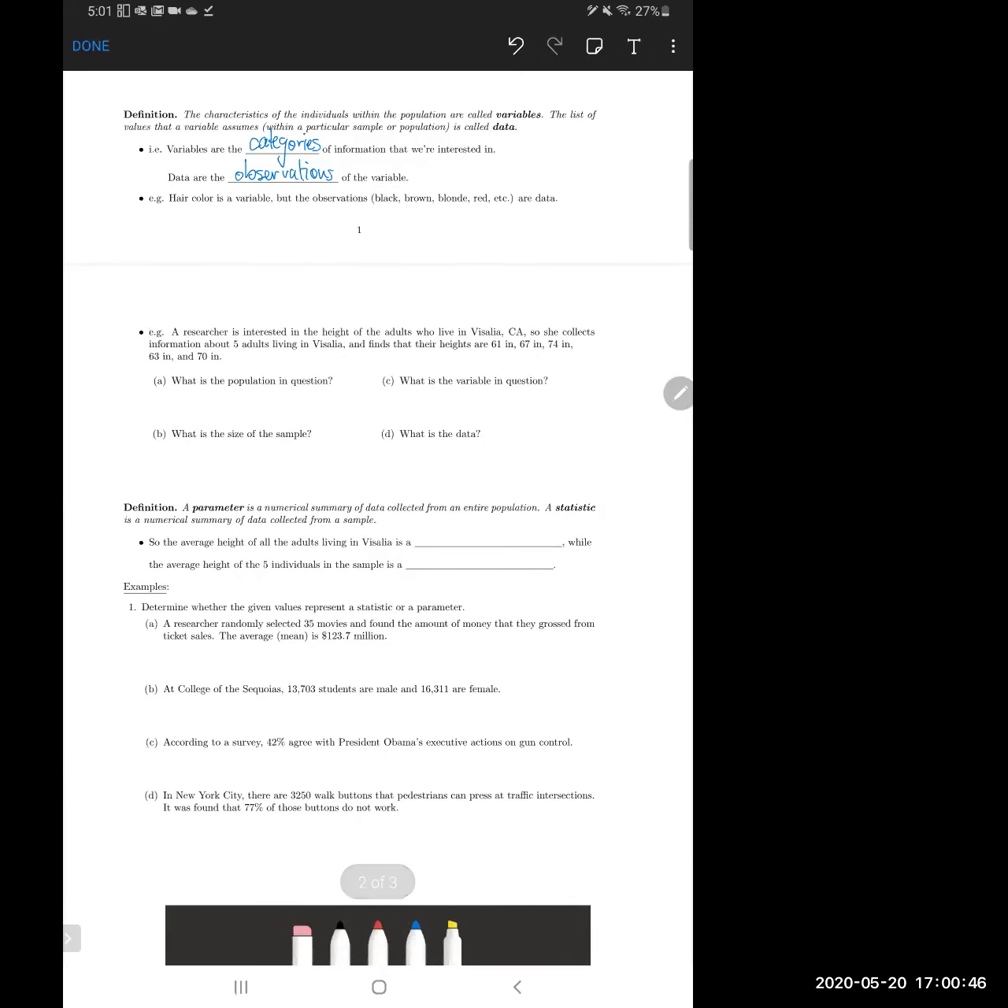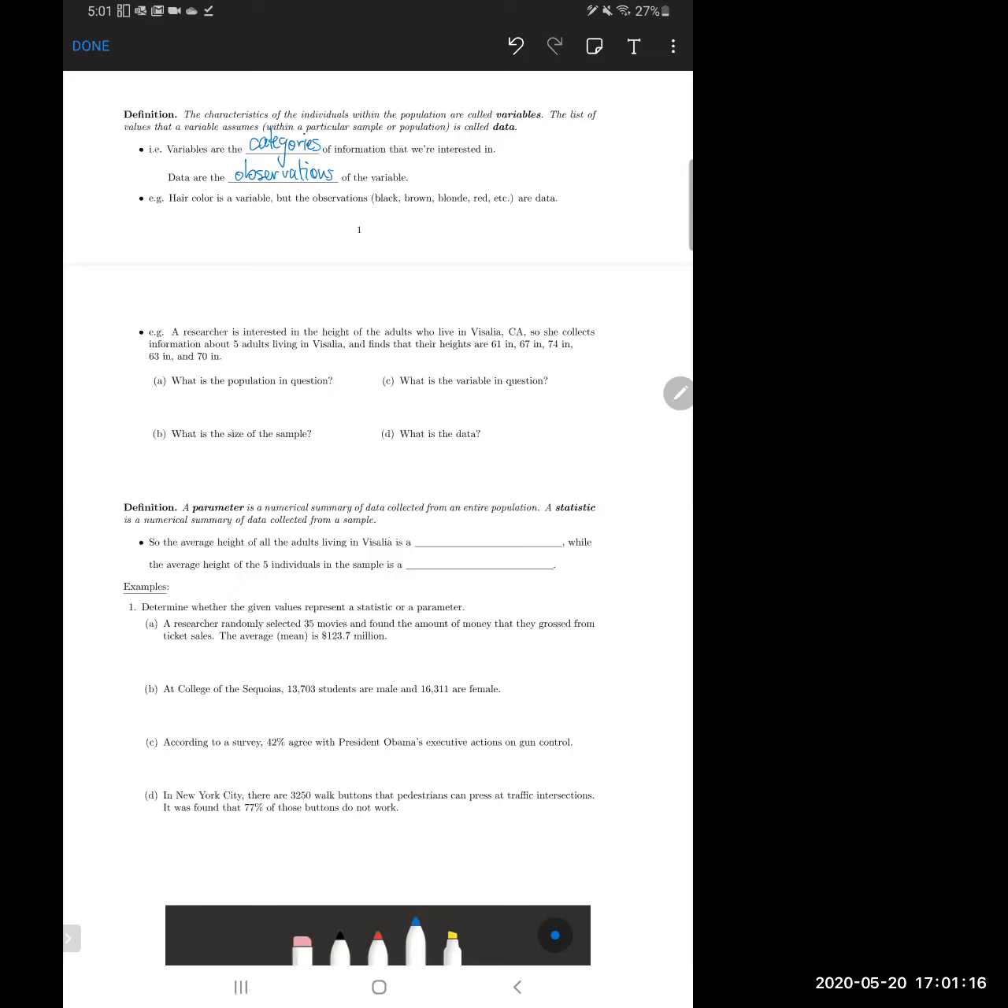So, for example, this one says, a researcher is interested in the height of adults who live in Visalia, California. So she collects information about 5 adults living in Visalia and finds that their heights are 61, 67, 74, 63, and 70 inches. Okay. So what's the population in question? Go ahead and give the video a pause and see if you can answer these questions on your own.